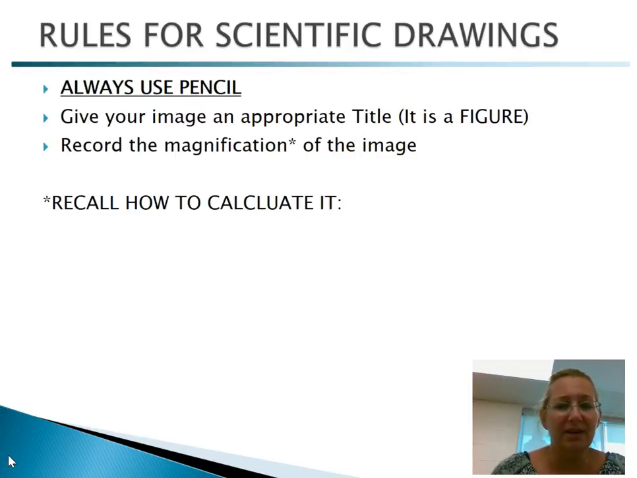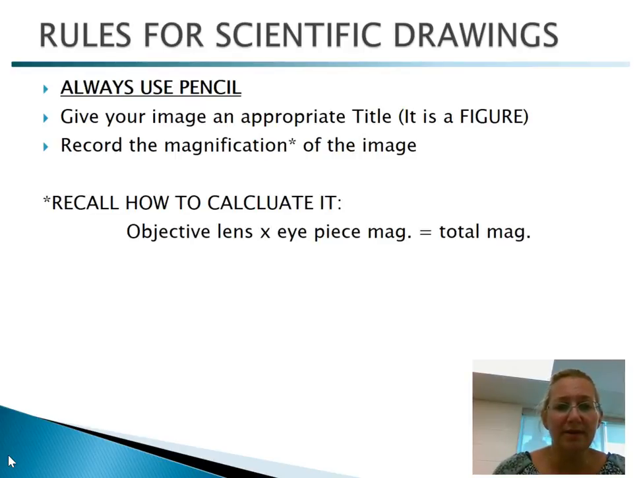Now, in order to calculate what the magnification was, you need to take the magnification of the objective lens, which is written on the actual objective lenses, and multiply that by the eyepiece magnification to get your total magnification. So, for example, if the objective lens was 40 and your eyepiece was 10, 40 times 10 gives you 400, and that would be your total magnification that you would record.